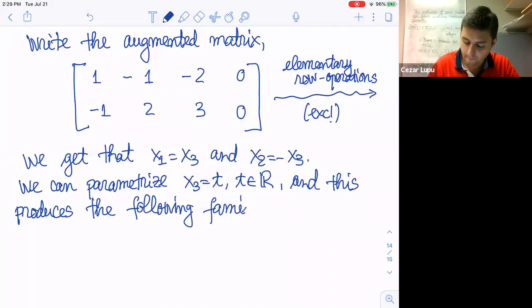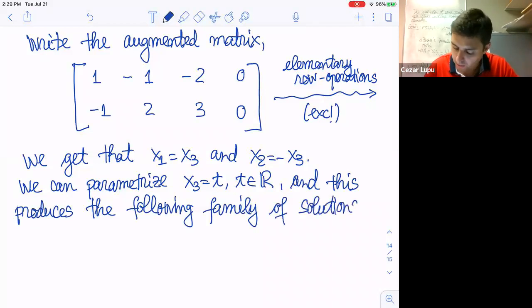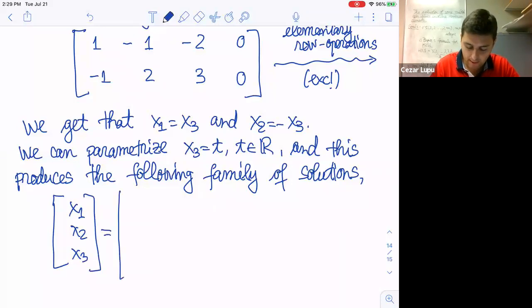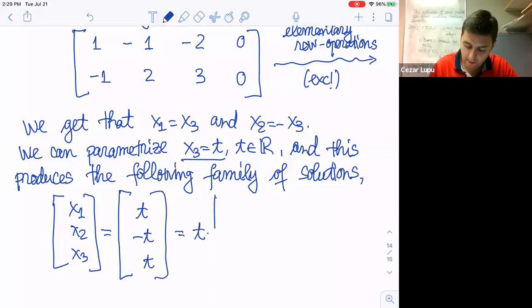Family of solutions, which is given by, and I'm going to write it like this, x1, x2, x3. And this will be given by, let's say, t. So we say x3 will be t, we parameterize it like this, then x2 will be negative t, and x1 will be t. Or if you want, you can factor a t here, and this will be t times 1, negative 1, and 1.